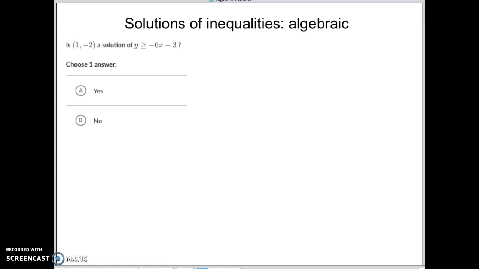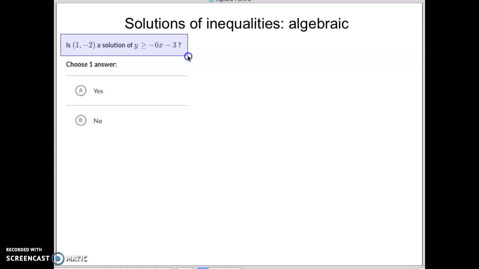All right, intermediate algebra. Today we are starting our inequalities unit. So the first one is solutions of inequalities, algebraic. And here's what you're going to be doing. They're going to give you this coordinate point right here, and they're going to ask you, is that a solution to this inequality right here?